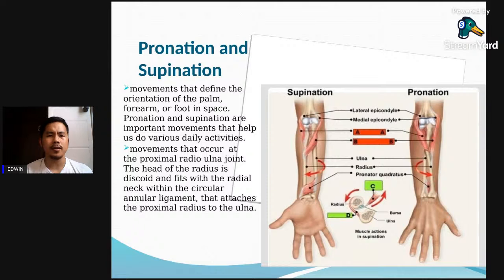These movements occur at the proximal radio-ulnar joint. The head of the radius is discoid and fits with the radial neck within the circular annular ligament that attaches the proximal radius to the ulna. That is what we can see in the photo, the ulna, the radius, and the pronator quadratus. So the radius is always rotating or twisting around the ulna bone.